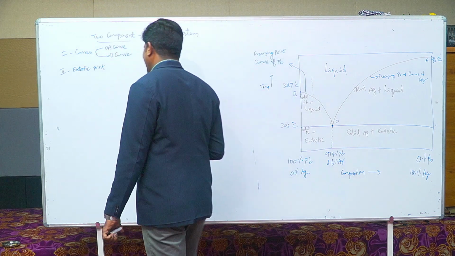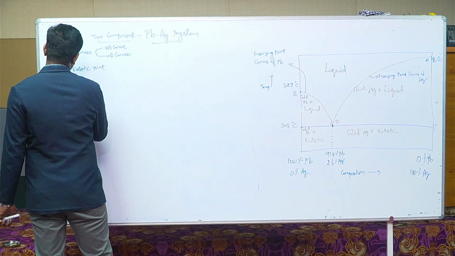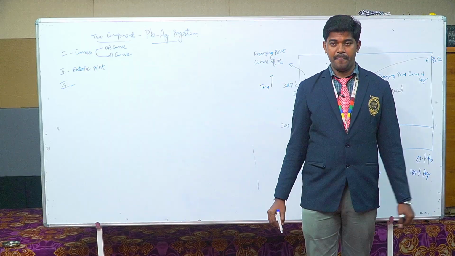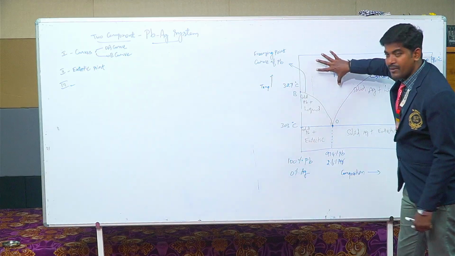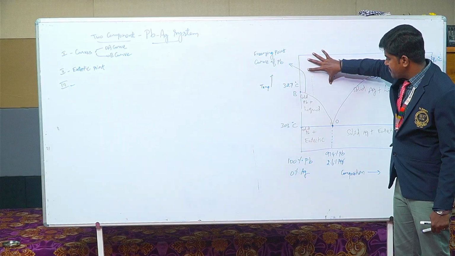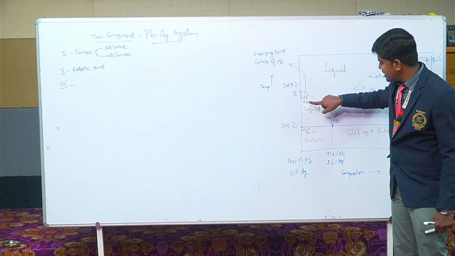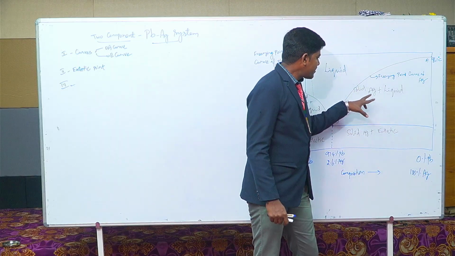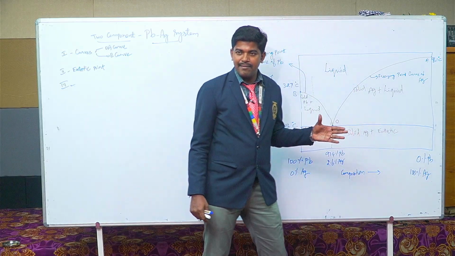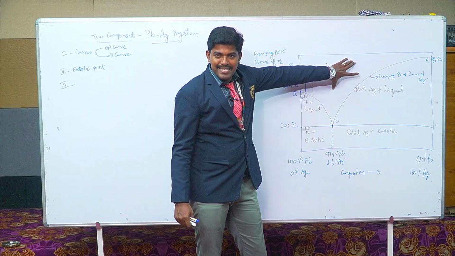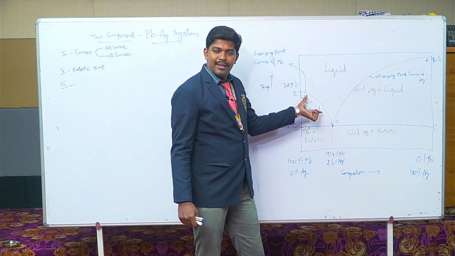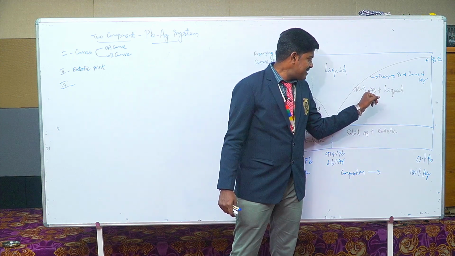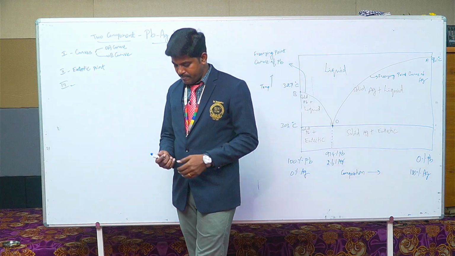And one more thing is the areas. We can separate it into three different areas. This is the first area, the area which contains the liquid melt. Area 2 contains the solid silver and liquid. Area 3 contains the solid lead and liquid. So these three areas I am going to explain.